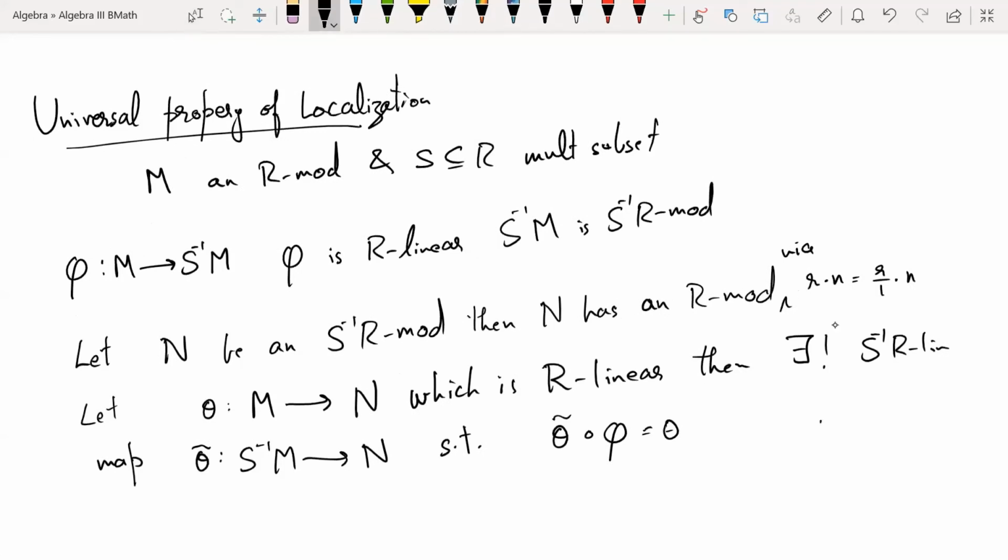So in the picture, we have M, S inverse M, and a map to N, which is an S inverse R module. You start with the assumption that N is an S inverse R module, and hence it's an R module as well, and theta is an R linear map. Then you can fill in this dotted arrow this way: you get a map theta tilde from S inverse M to N such that this diagram commutes. This is the natural map.